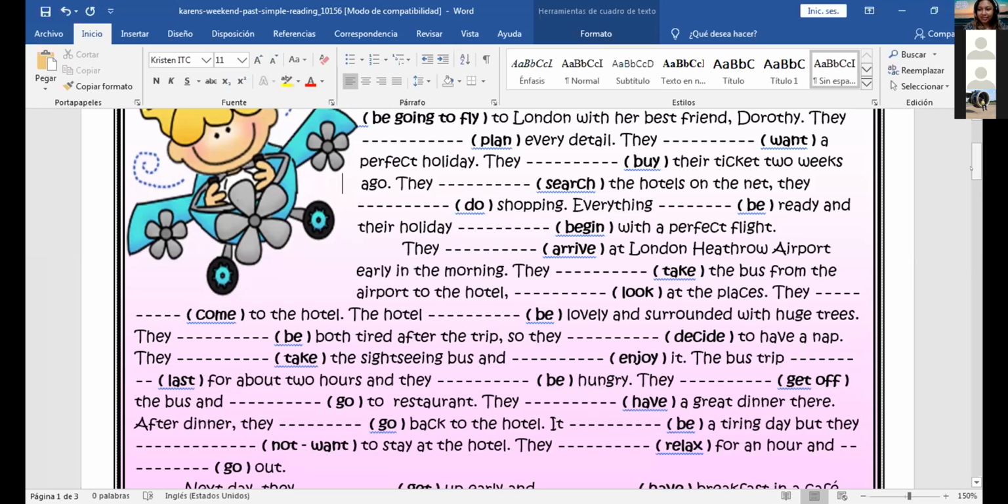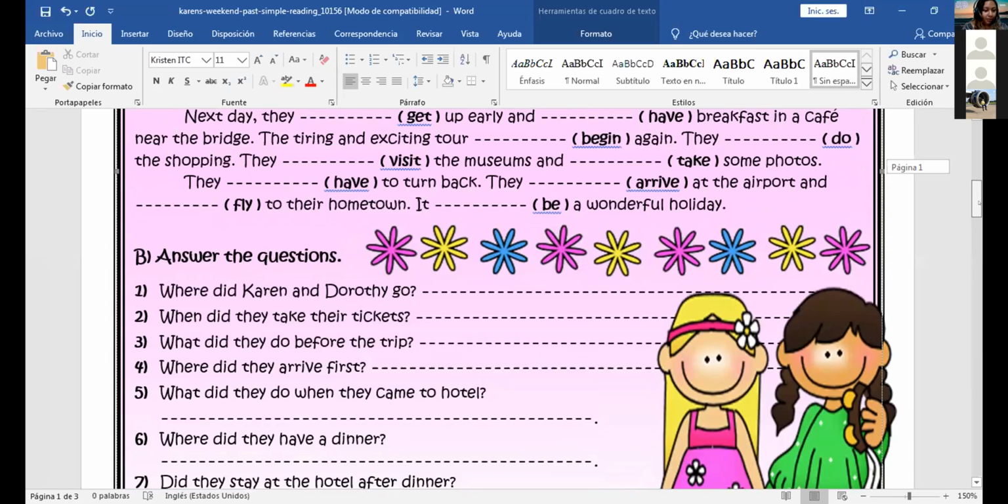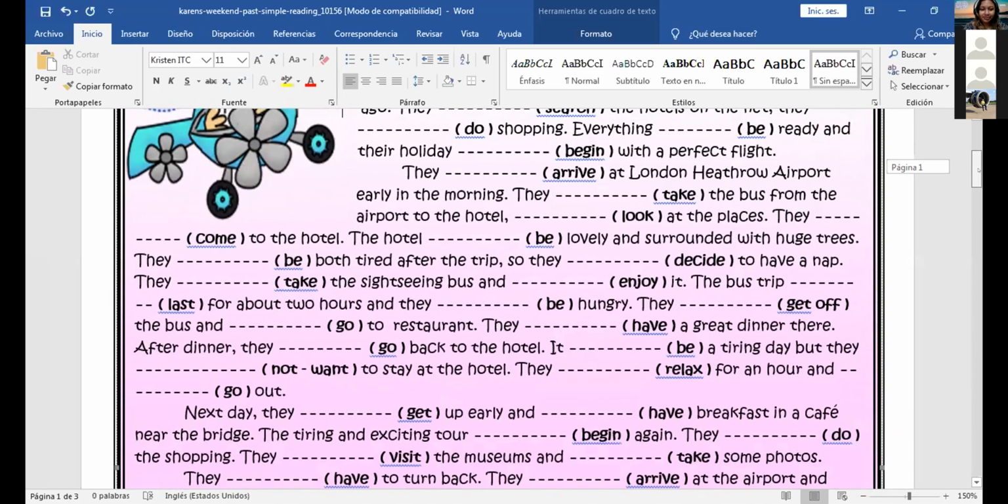Okay, now let's see the next one. What did they do before the trip? They planned every detail. Okay, and there's more information. What else did they do before the trip? We don't know. They don't give more details.